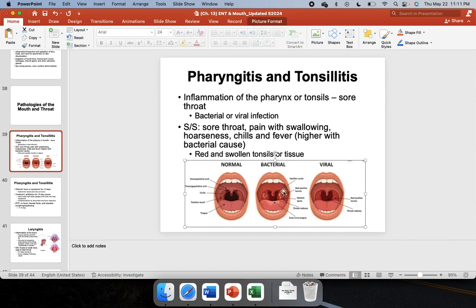Now, this figure here has the bacterial with the white spots and the viral without. Just know that sometimes people get viral infections with the white spots, and sometimes people get bacterial infections without the white spots. So it can go both ways, but commonly bacterial infections will have those white spots and viral infections will not, but not always.